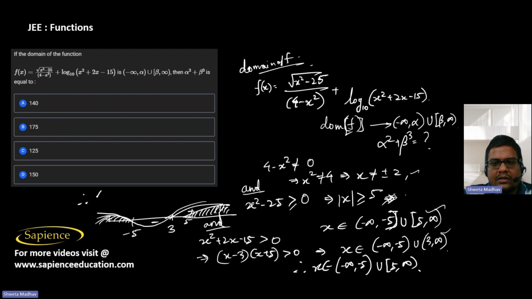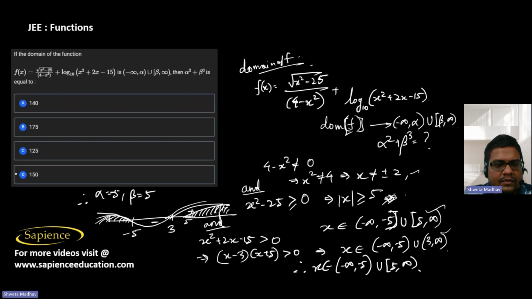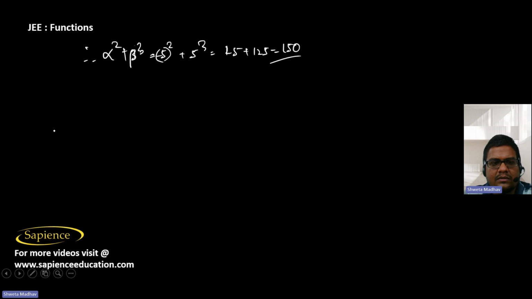So therefore alpha is actually -5 and beta is 5. So we have to find alpha square plus beta cube. That will be (-5) square plus 5 cube. So this will be 25 plus 125, that is equal to 150. So option D is the correct answer.